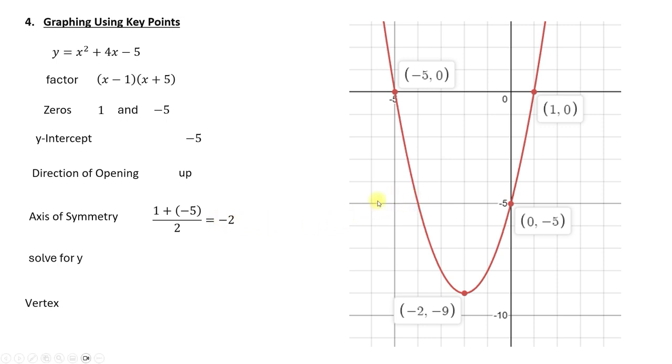Once we know what this value is, this is the x value of our vertex. So once we know what this number is, we can plug it into the equation to figure out what the y value of the vertex is. And when we do that, we come up with a value of -9 for y. So our vertex is -2, -9.